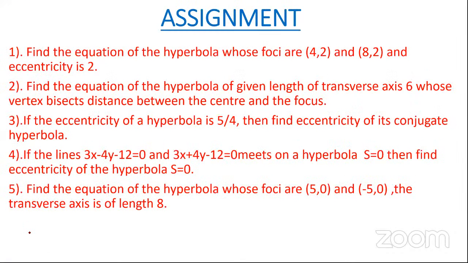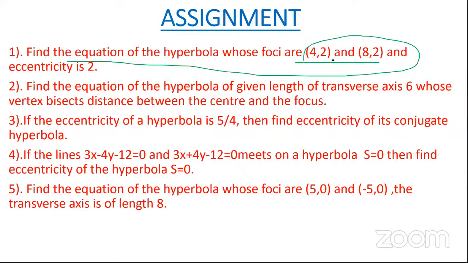Okay, so this is the assignment for today. Here, find the equation of the hyperbola whose foci are (4, 2) and (8, 2), and the eccentricity is 2. We are given the foci values, S and S dash. You have to find the distance between the foci. You will get 2ae, and substitute the e value, and you will get the a value. Then from the a value and e value, you will get the b value.